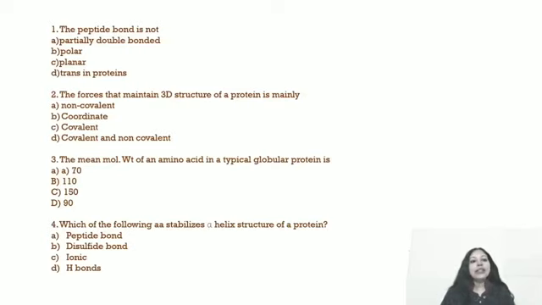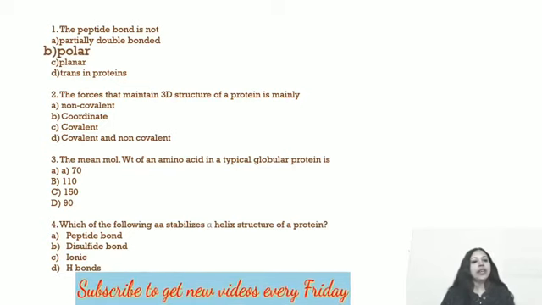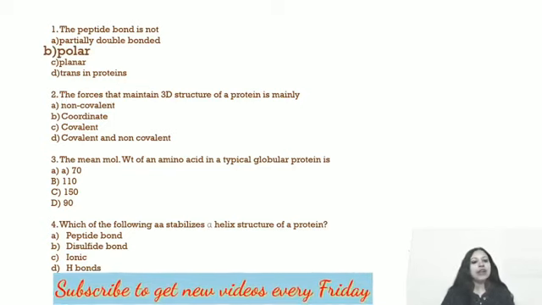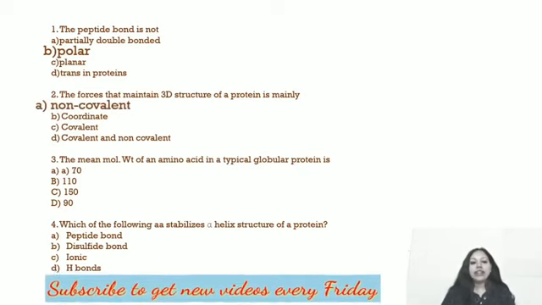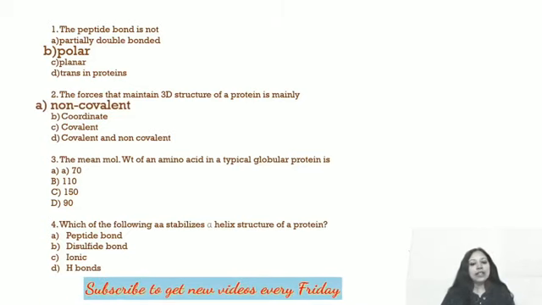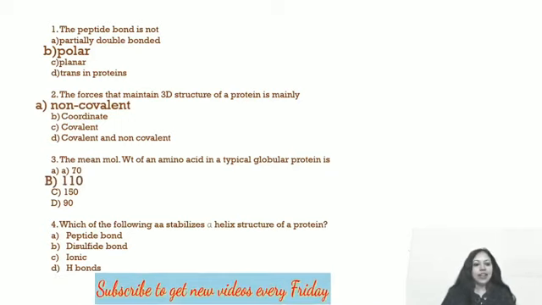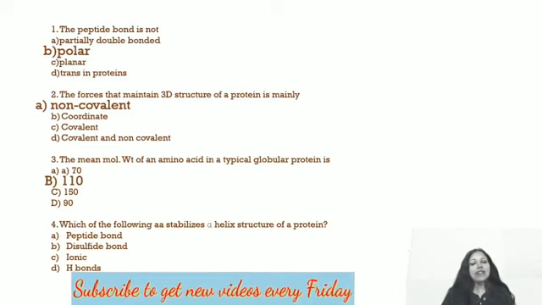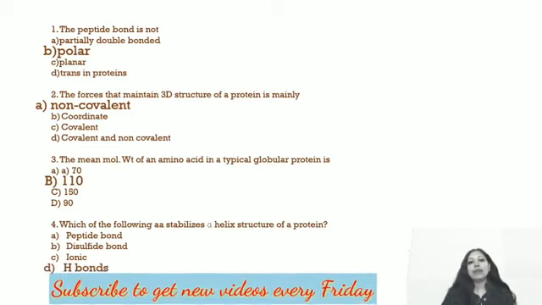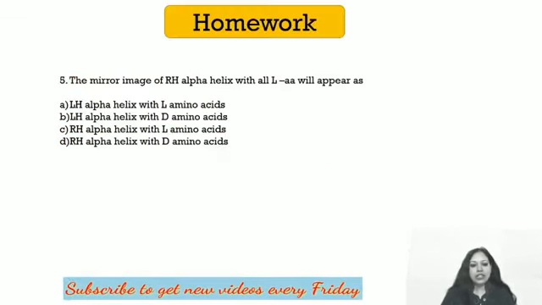The peptide bond is not partially double bonded, polar, planar or trans in proteins, and the correct answer is it cannot be polar in nature. The second one, the forces that maintain the three-dimensional structure of a protein are mainly, yes, non-covalent interactions, and we have already discussed it. The mean molecular weight of an amino acid in a typical globular protein is, and we have calculated it as 110. Which of the following amino acids stabilizes alpha helix structure in proteins? Always remember, it is the hydrogen bonds which stabilize the secondary structure of proteins.